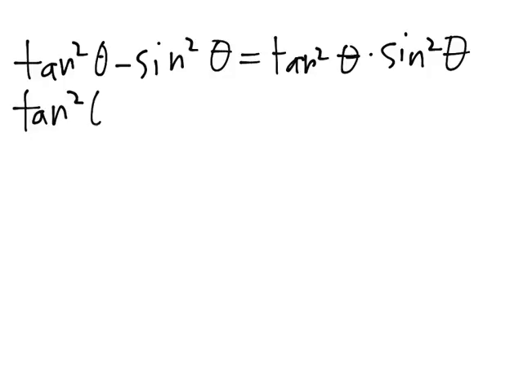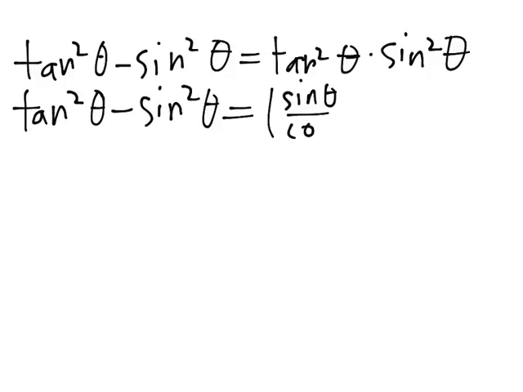So tangent squared theta minus sine squared theta is really just equal to sine theta over cosine theta, squared, minus sine squared theta. Next, let's add these fractions under a common denominator.